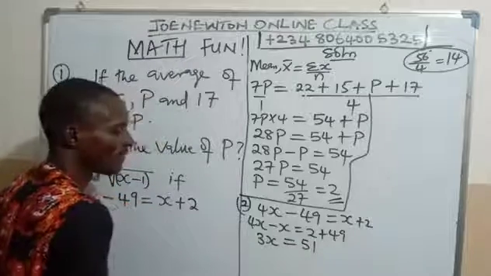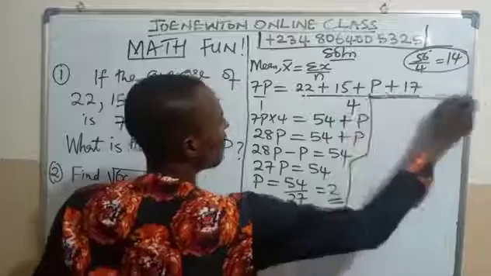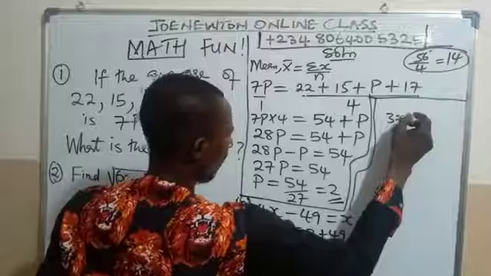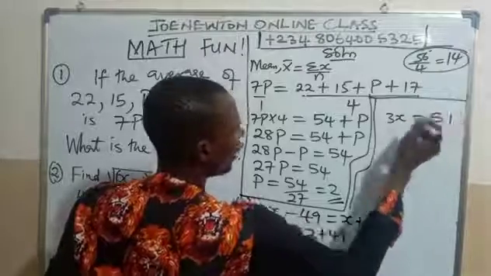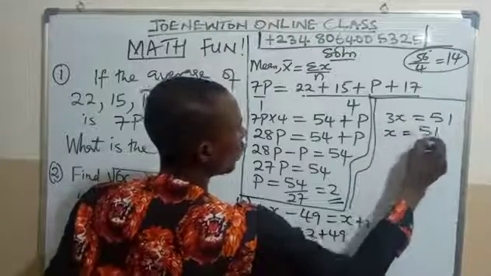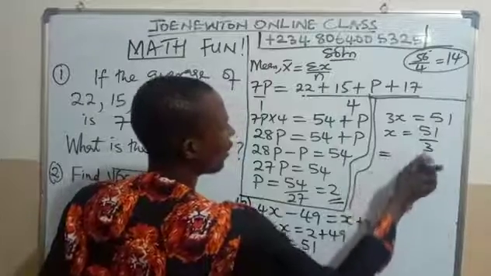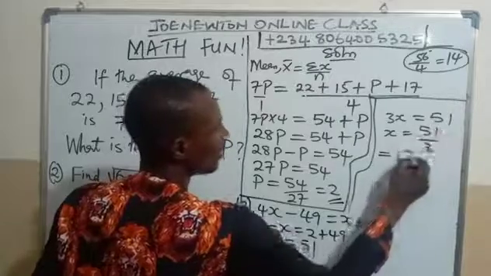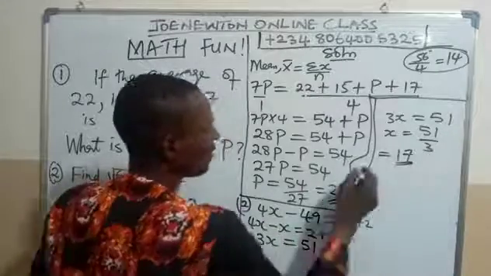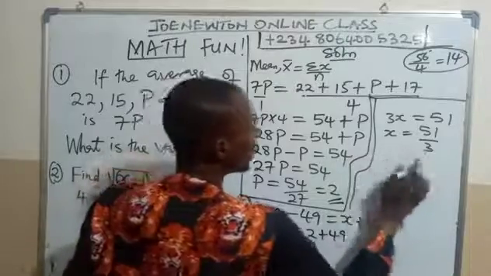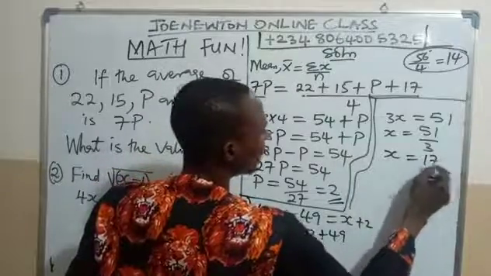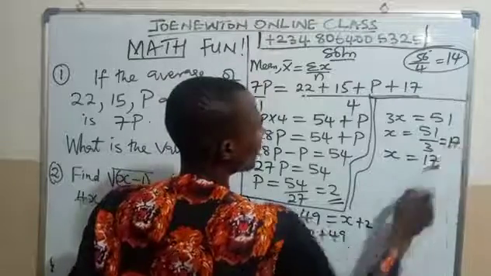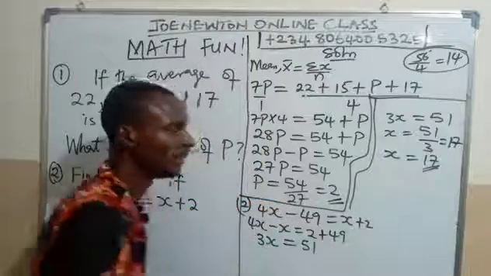So for the value of x, we know that our 3x is equal to 51. Therefore, x is equal to 51 over 3. And that will give us 3 divided into 5, we have 1, remainder 2, 3 divided into 21 is 7. That is 17. So our x is 17. Having found that x is equal to 17, x is 17.